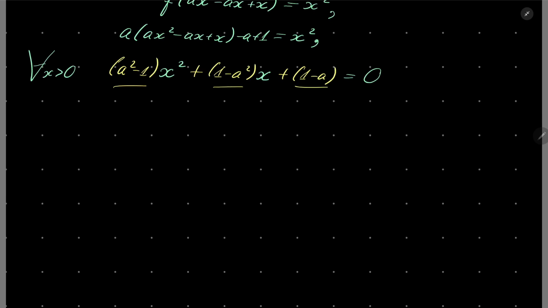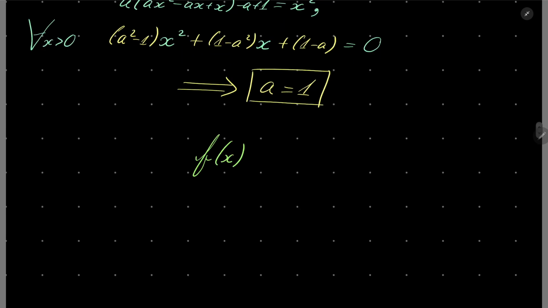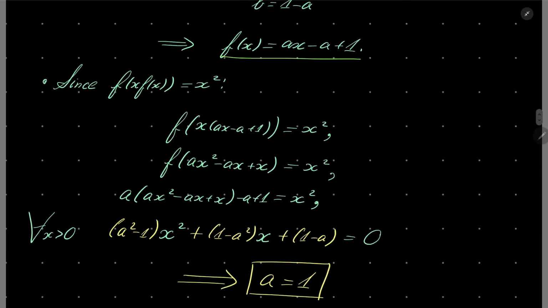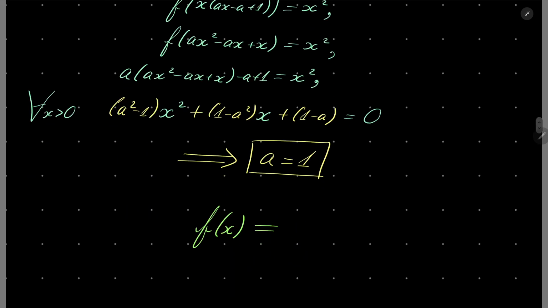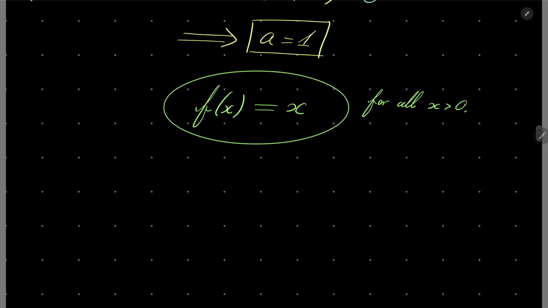every term must vanish. So that means that a must be equal to 1, which means that our function f of x equals, let's go back, ax minus a plus 1. If a is 1, our function is just f of x equals x for all positive numbers x. And now, to finish our problem, let's do verification.